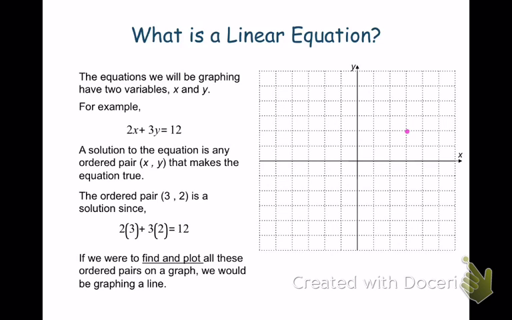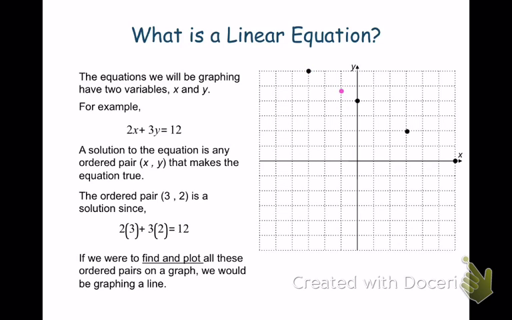There's 3, 2. Here are a few more solutions. The point 0, 4 is another solution. If you were to go ahead and plug it in, it would equal 12. Here's one more solution, the number 5, 0. If you were to go ahead and plug that one in, that one would also give you 12. So these are 3 solutions. Here's one more. The number -3, 6 would also be a solution to this equation or to this linear equation.